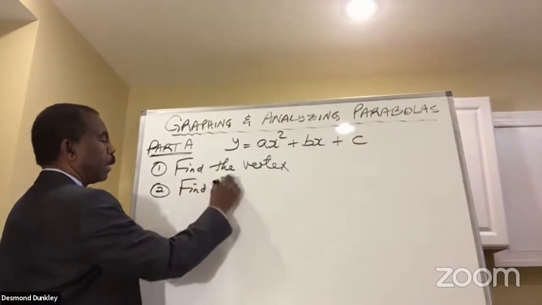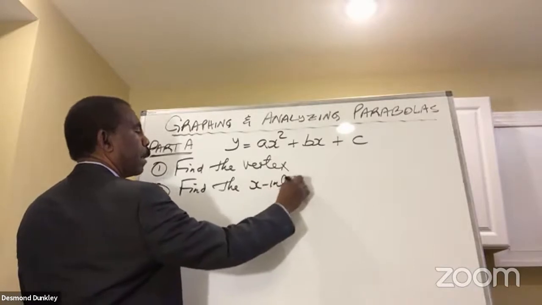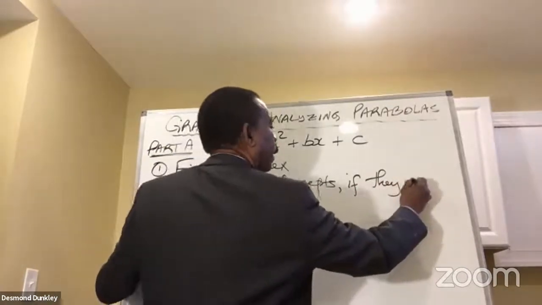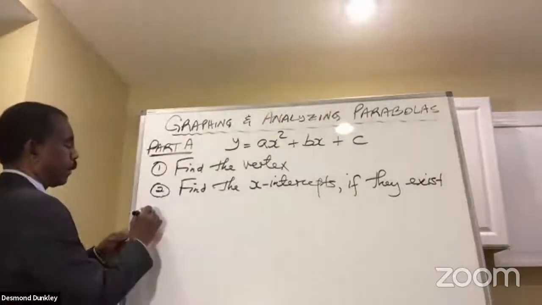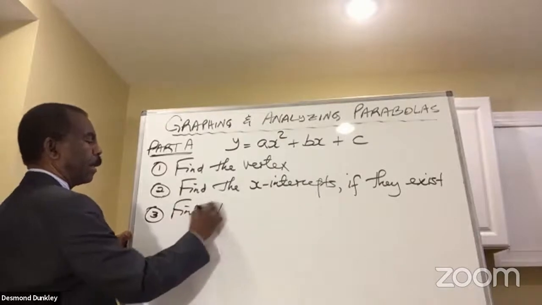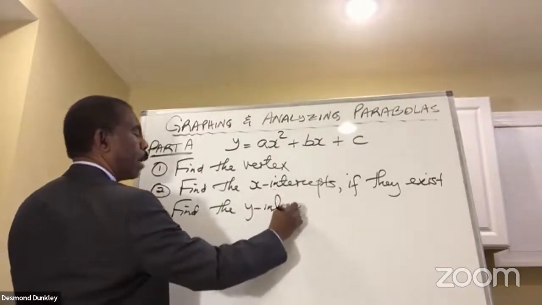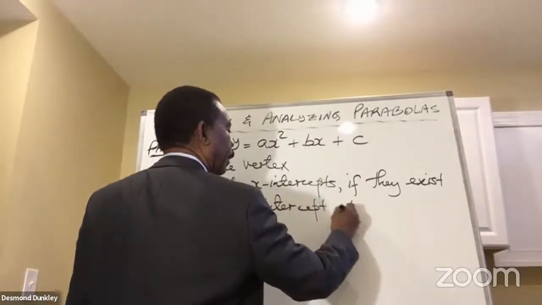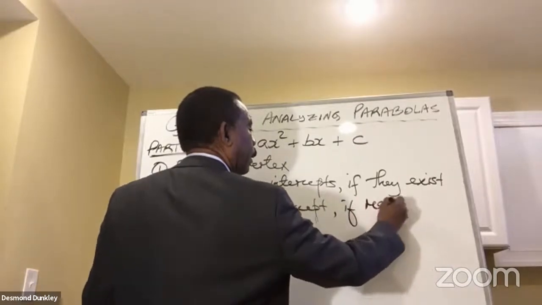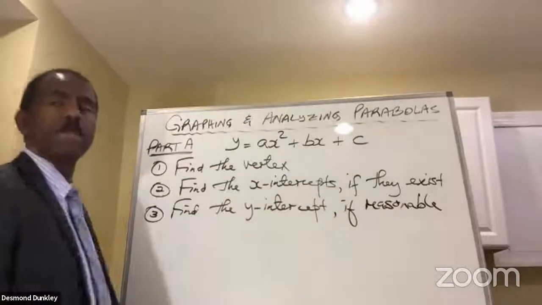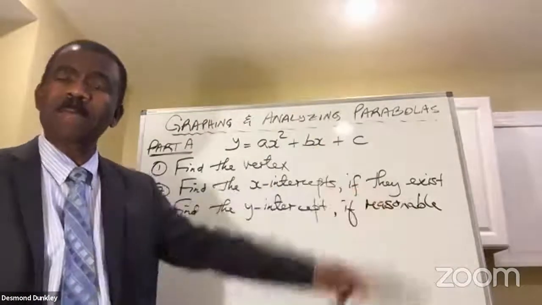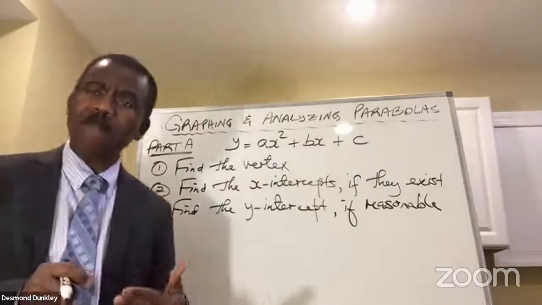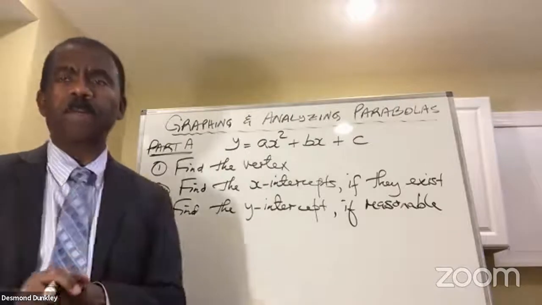2, find the x-intercepts, if they exist. 3, find the y-intercept, if it's a reasonable number. Sometimes the y-intercept could be a large number, so it would not be physically useful if we're trying to sketch a graph. But if the y-intercept is a decent small number, then it will be a very useful way to go.